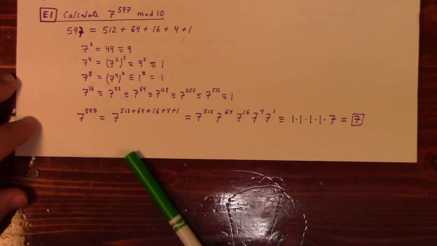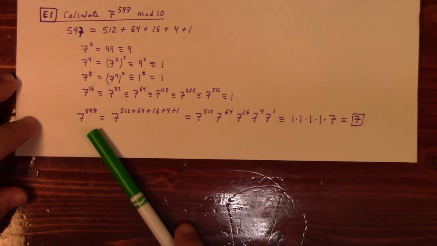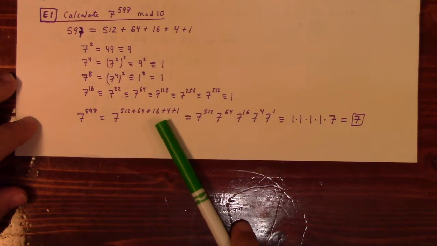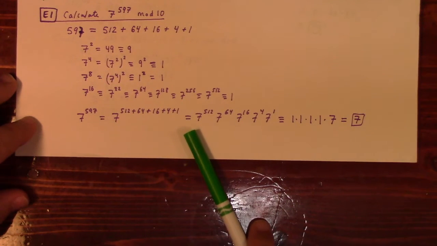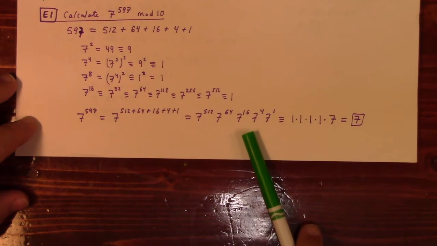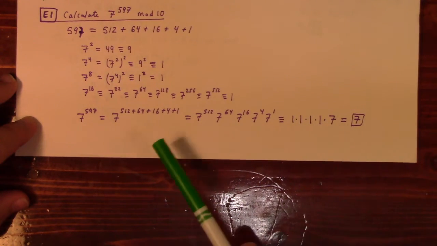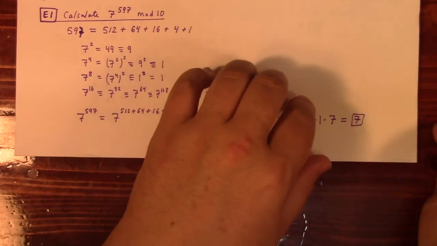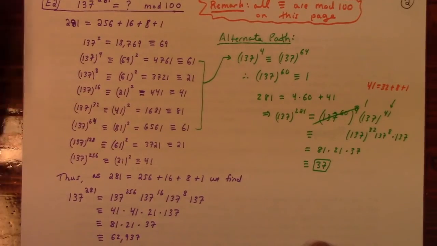Anyway, so 7 to the 597 is 7 to the 512 plus 64 plus 16 plus 4 plus 1, which means we can multiply these guys, right? But as we just calculated above, everything here is 1, 1, 1, 1, 1, except for the last 7, so this is just congruent to 7. So this example is almost too easy. Let me show you an example that's got a little bit more to it.